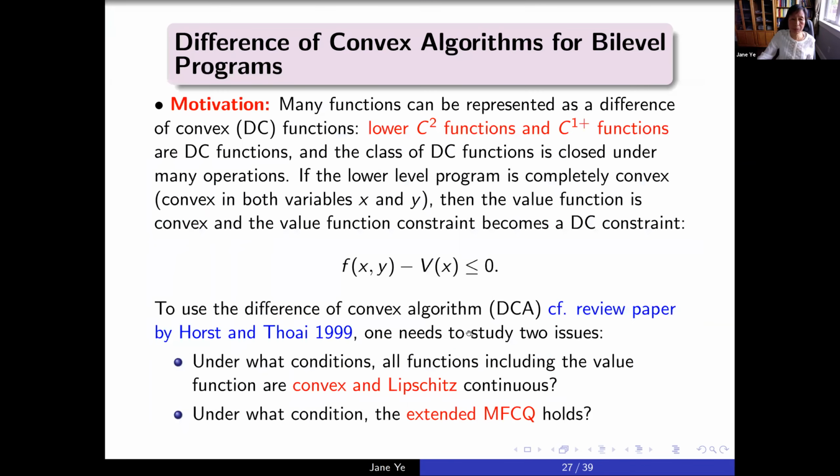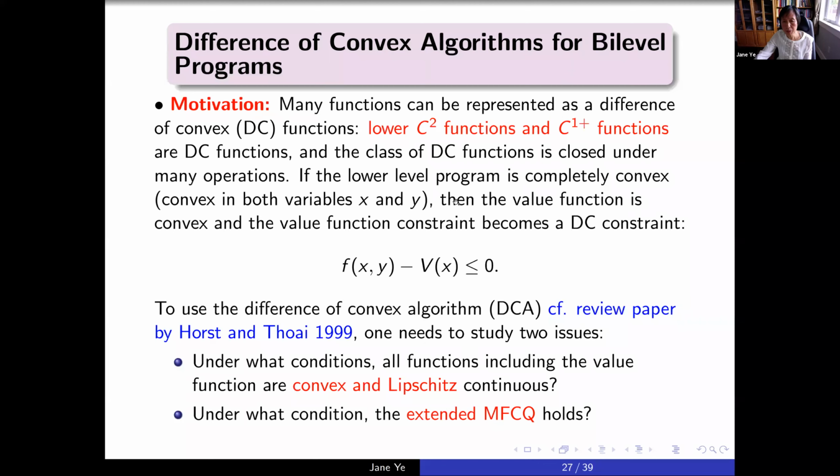Now we'll talk about a new algorithm. It's called the difference of convex algorithm. The motivation is that most functions can be represented as a difference of convex functions. For example, lower C2 functions, which are a maximum of some C2 functions, and C1 plus functions are all DC functions. And the class of DC functions is closed under many operations.